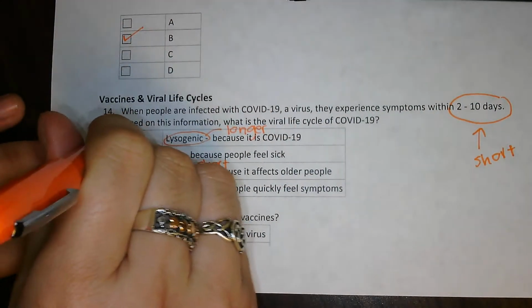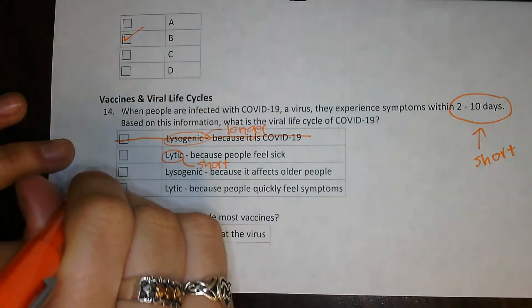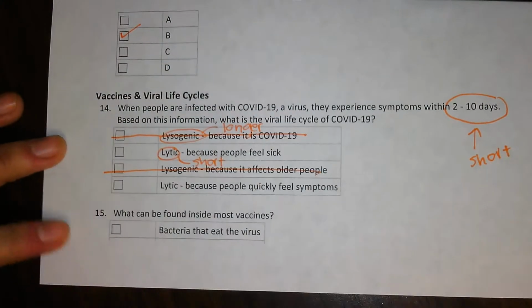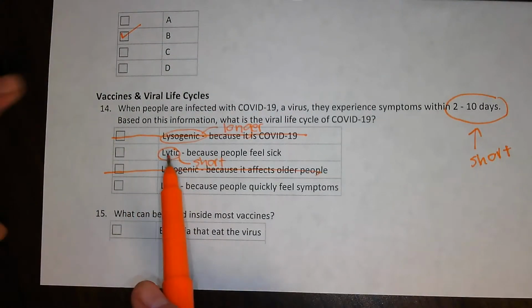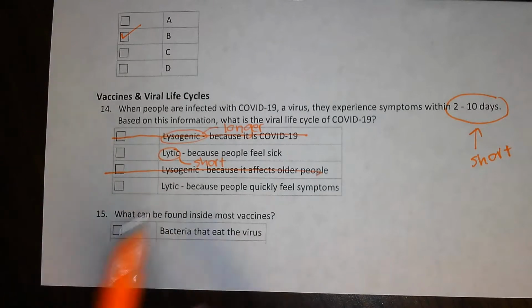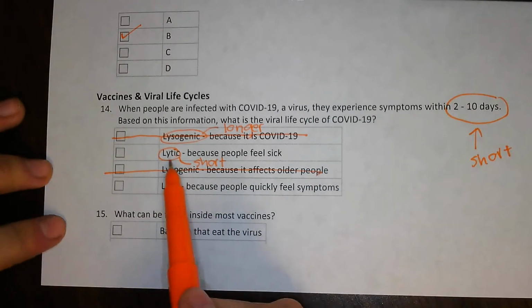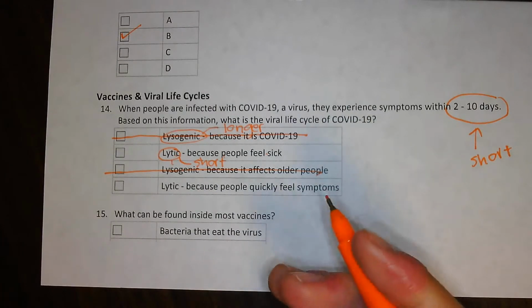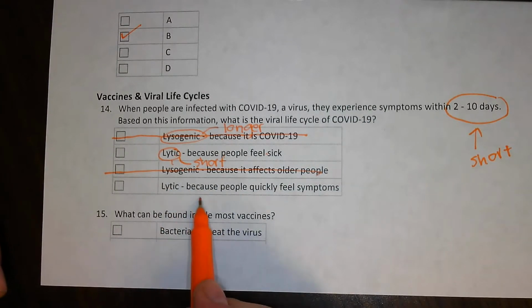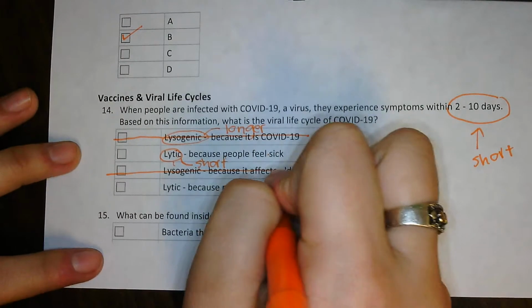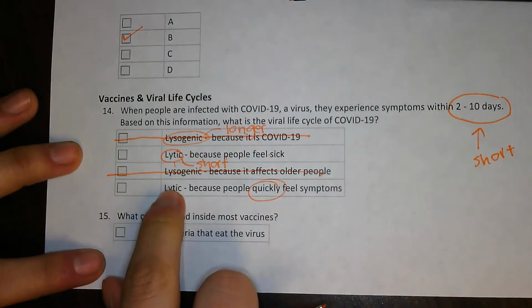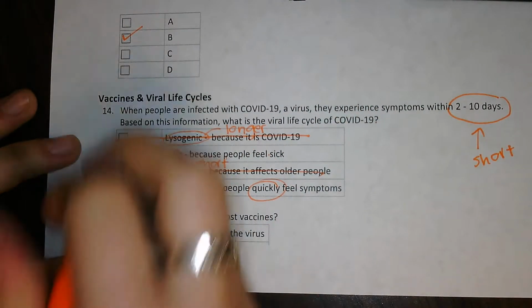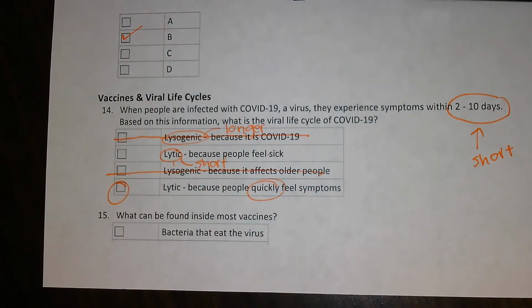So I can get rid of all of the ones that have lysogenic in it, because this is the long cycle. So now I just have to find the one that correctly describes what a lytic cycle is. It's lytic because people feel sick. Okay, sure. It's lytic because people quickly feel symptoms. Absolutely. This hints at how short-term the lytic cycle is. So your answer is D.